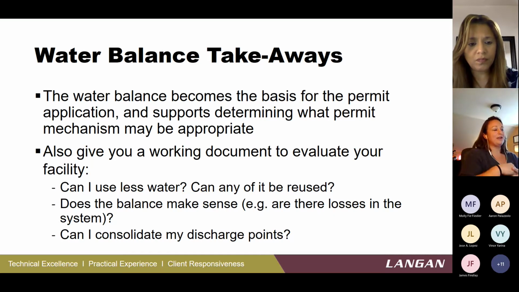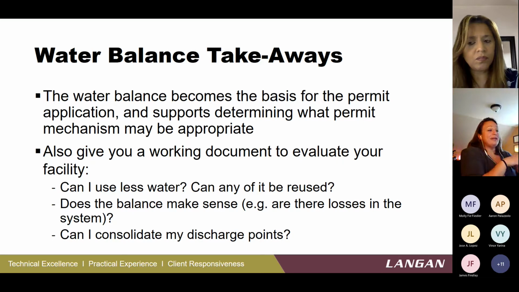In one water balance I worked on, we figured out that this facility had all of this single pass cooling water, and it was a majority of their water use. And we could drop down to a general permit. We were able to make a bunch of changes just based on closing the loop on single pass cooling water.